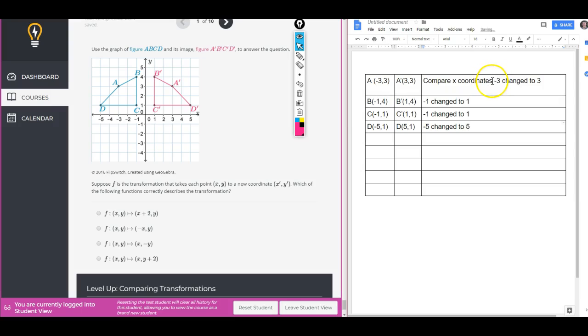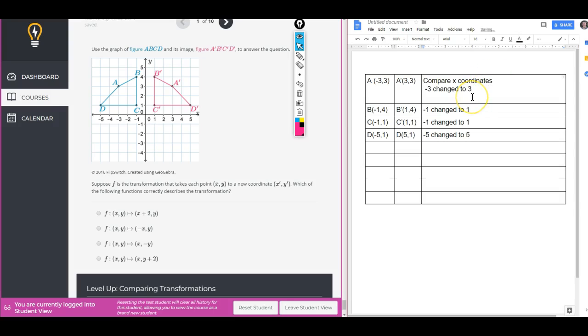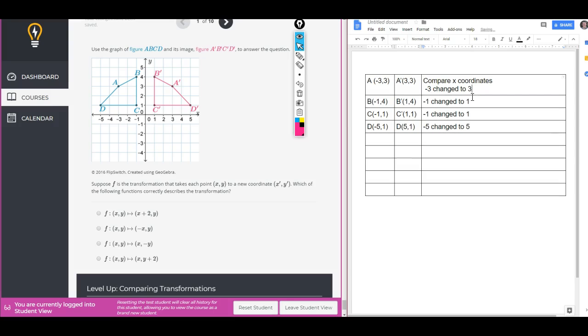So I'm looking for a pattern on what happened here. What happened to all of the x coordinates? How can you change from -3 to 3, from -1 to 1, from -1 to +1 again, from -5 to +5? The only way that I know how to do that is to multiply by -1. So if we took -3 and multiplied it by -1, that would change it to 3. -1 times -1 would give us +1. -5 times -1 is +5.